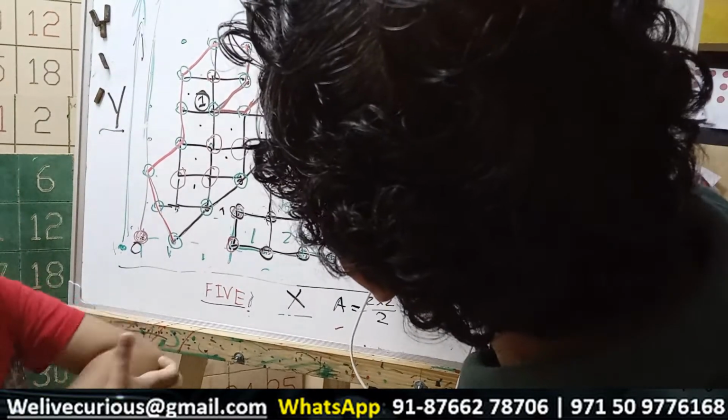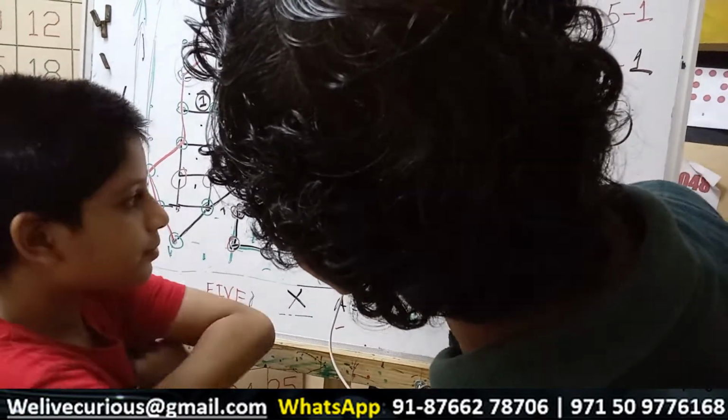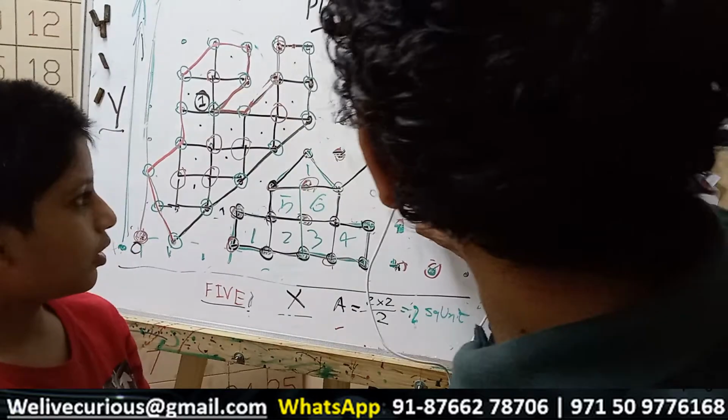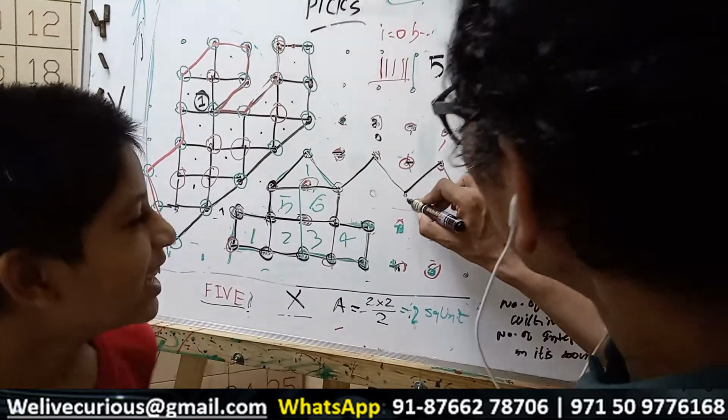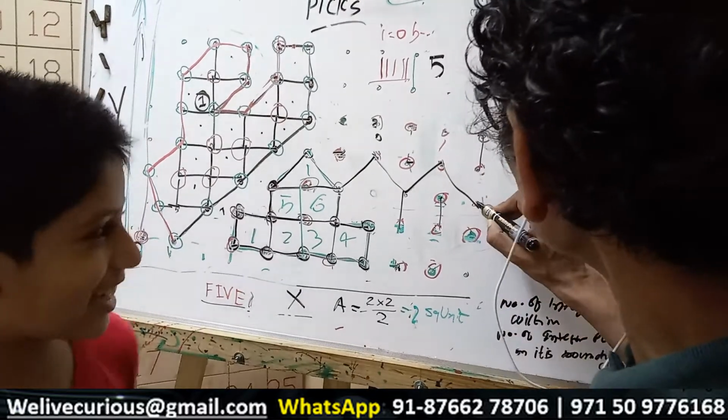Now we will make another figure here. Should we make another one? Double temple, triple temple, and then temple.